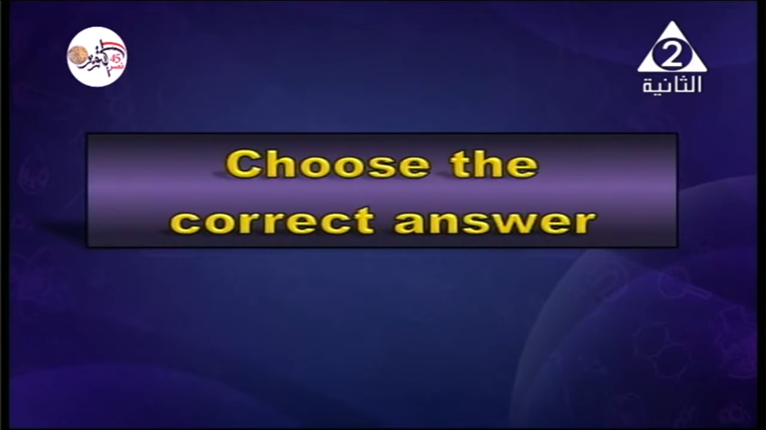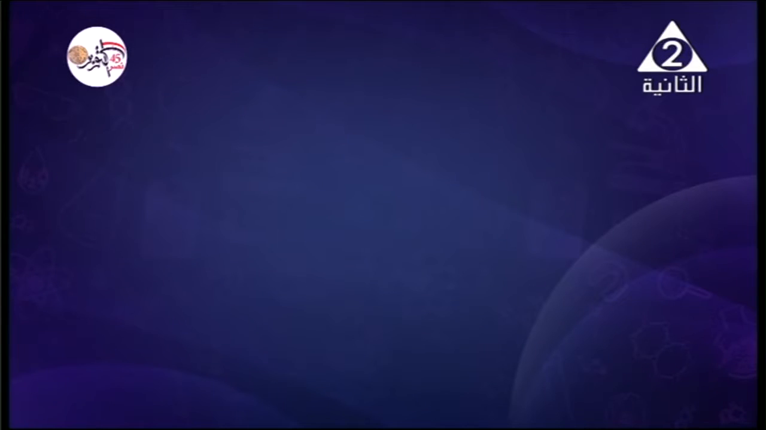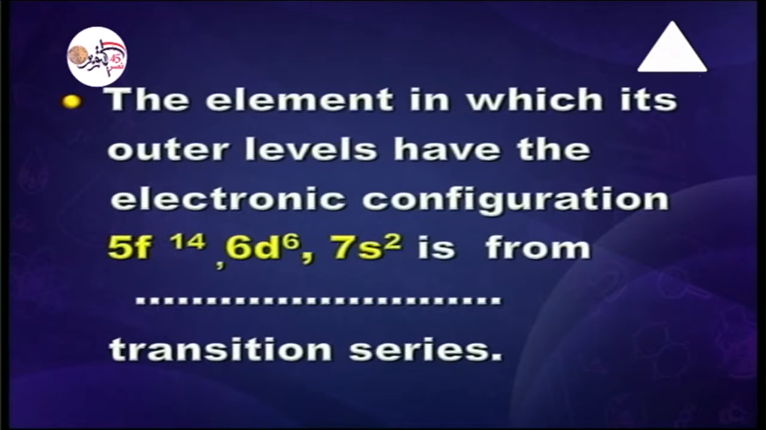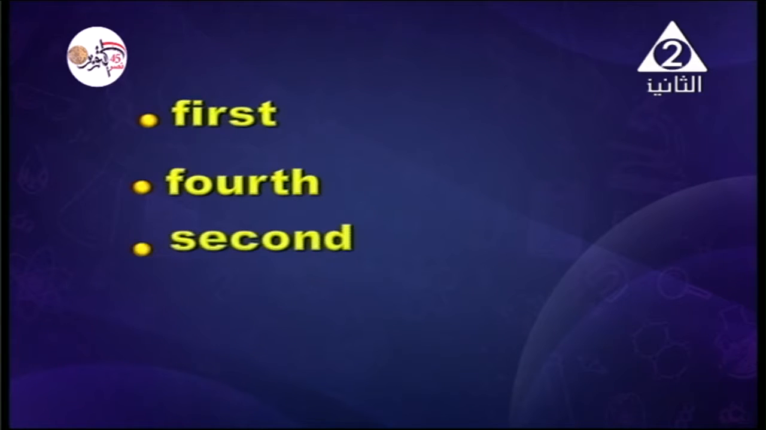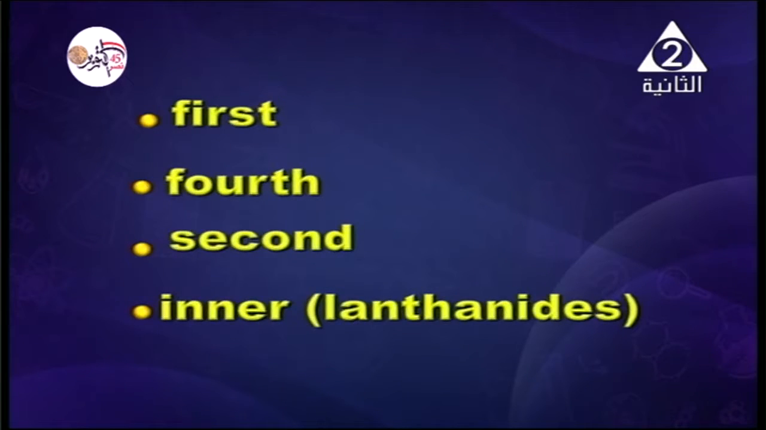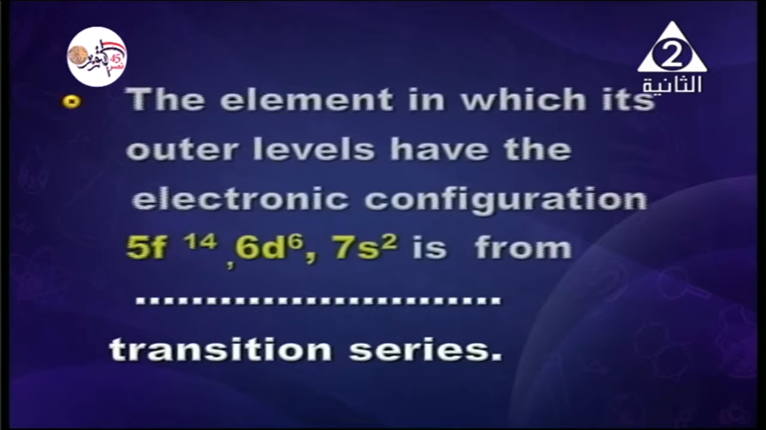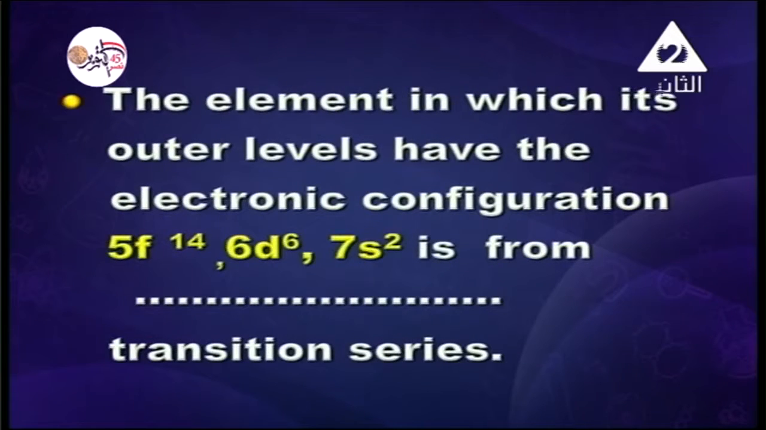The first type of question is to choose the correct answer. The first point: the element in which the outer levels have the electronic configuration 5f14, 6d6, 7s2 is from what type of transition series? Is it first, fourth, second, inner lanthanide? If you think about it, my dear student, you will find that the element in which the outer levels have the electronic configuration 5f14, 6d6, 7s2 is from fourth transition series.